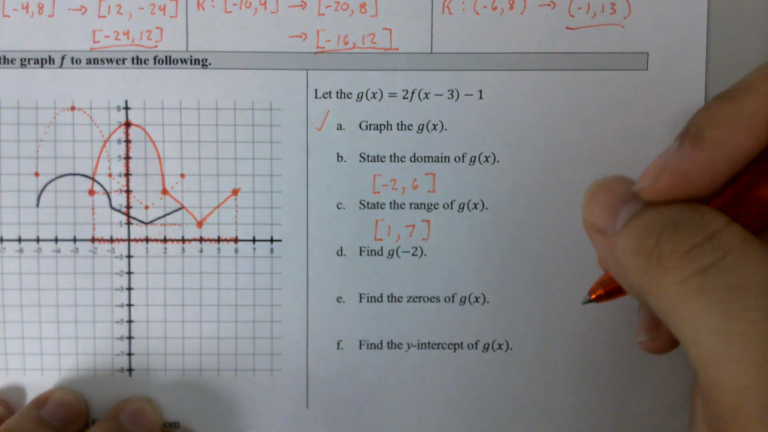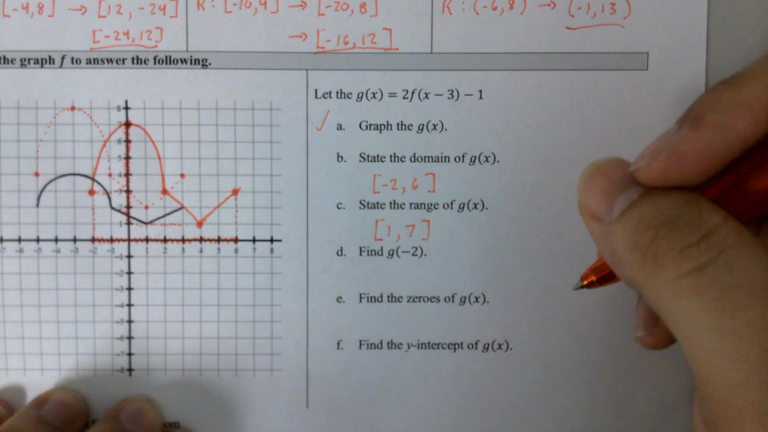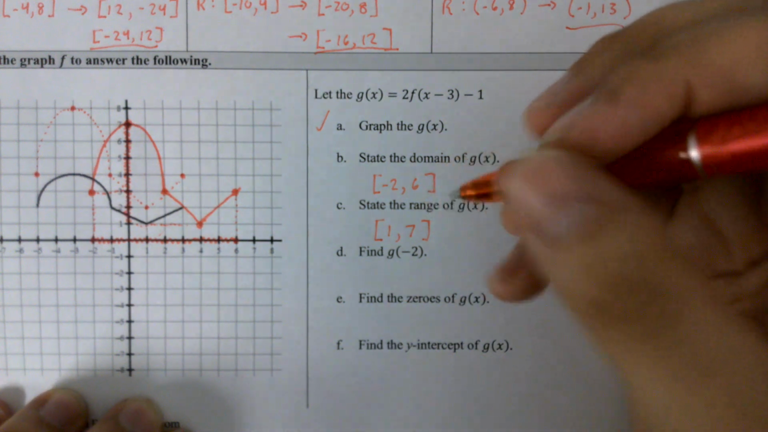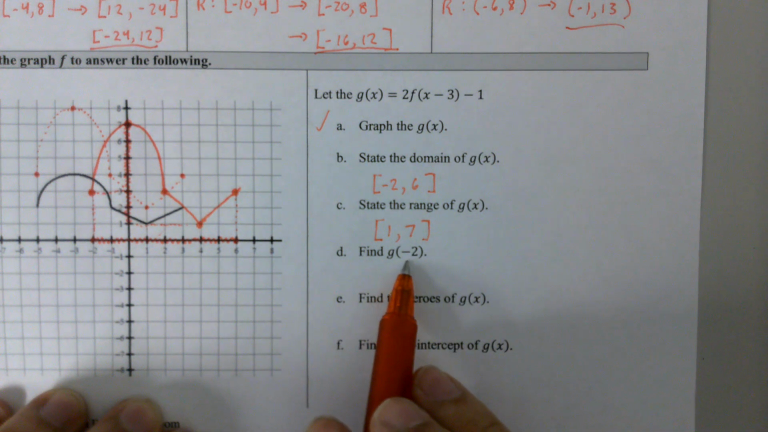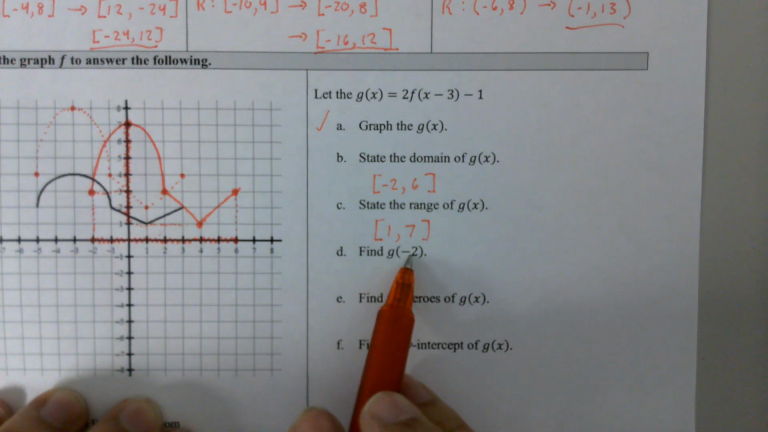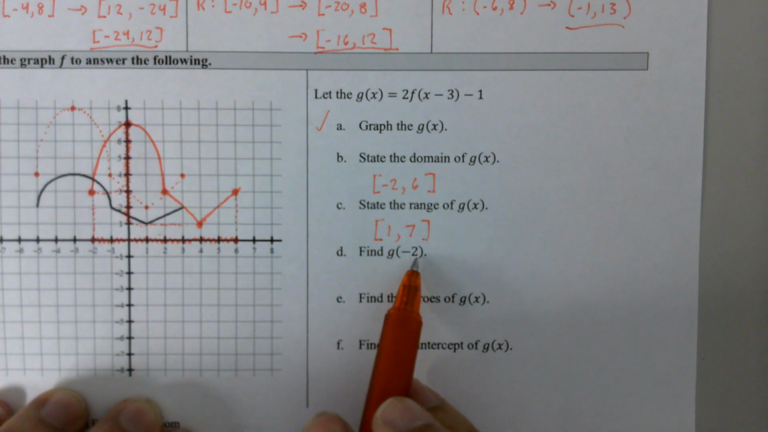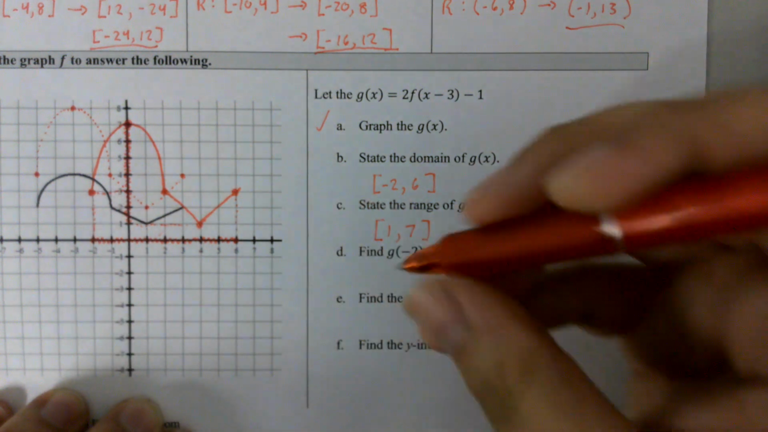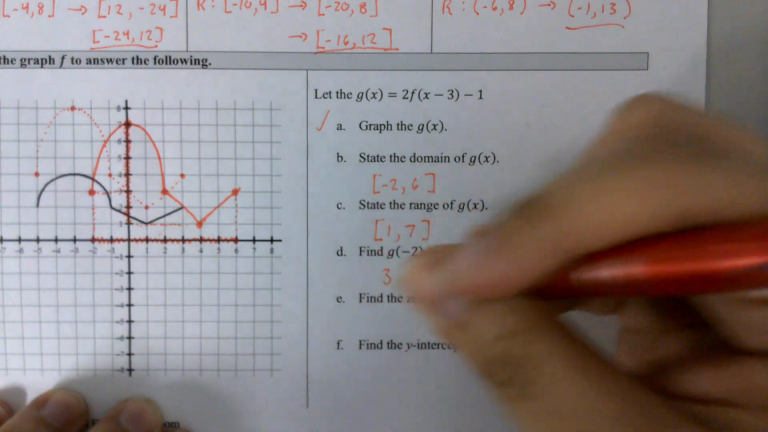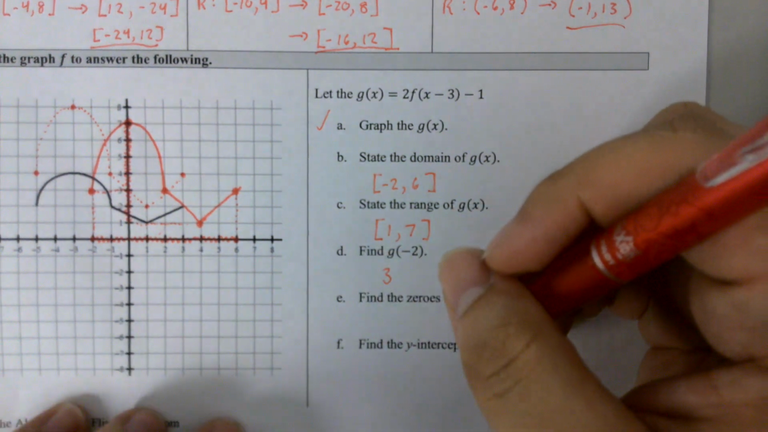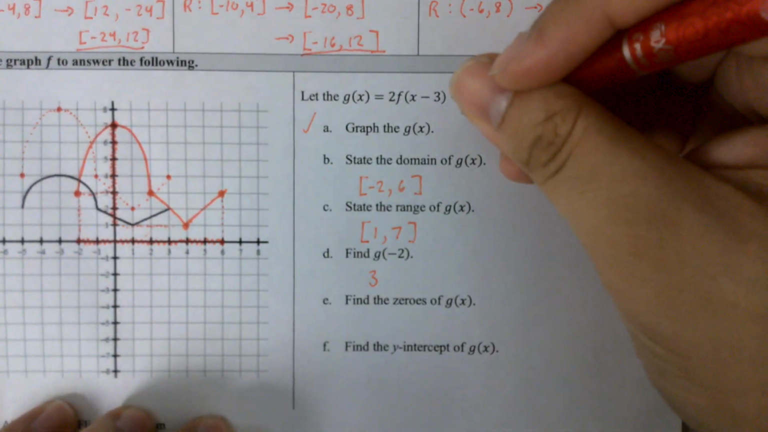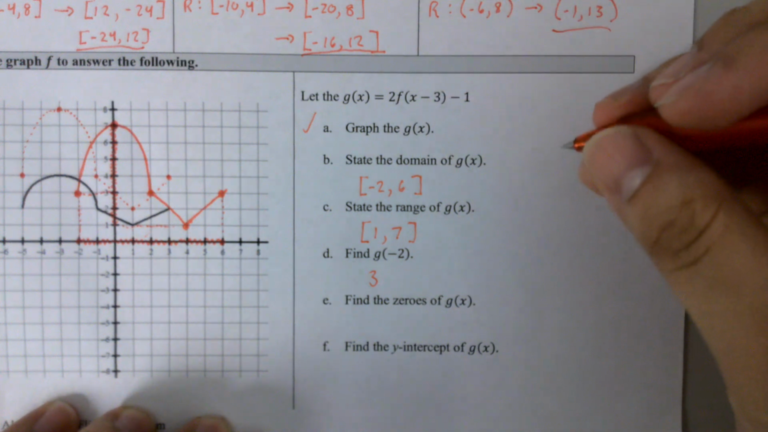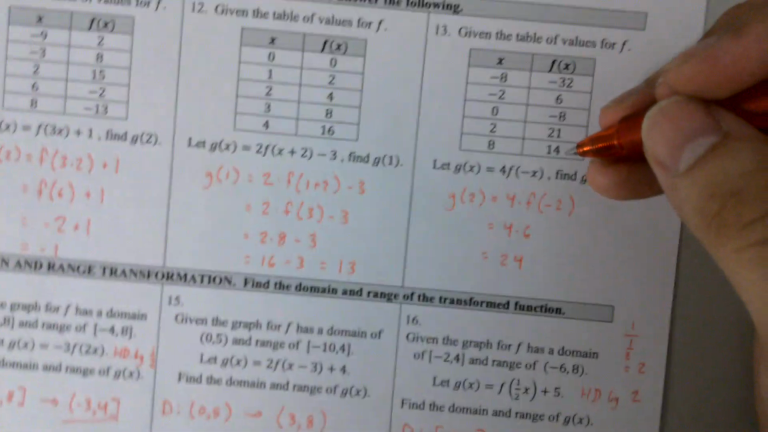And now we want to find g of -2. So there's two ways that we can do this. We can do it the easy way or the hard way. First, let's go with the easy way. So g of -2, we just want to find, well, where x is equal to -2, what's the y value for this? We have a y value of 3, so 3. That was easy.